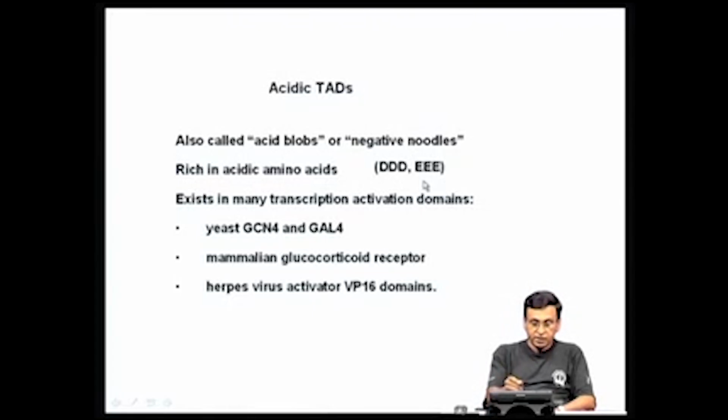So, in transcription factors like yeast GCN4, GAL4, the mammalian glucocorticoid receptor or the herpes virus VP16, the transcription activation domain is highly rich in acidic amino acids, and therefore these are called acidic transcription activation domains. Okay.